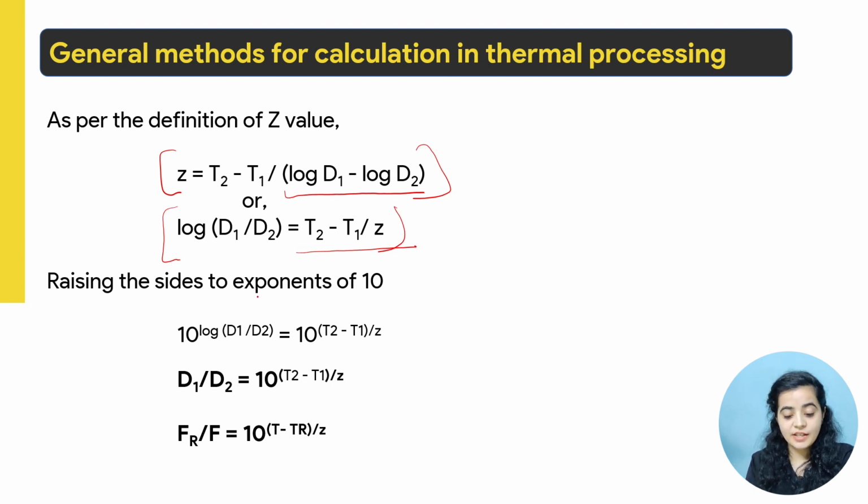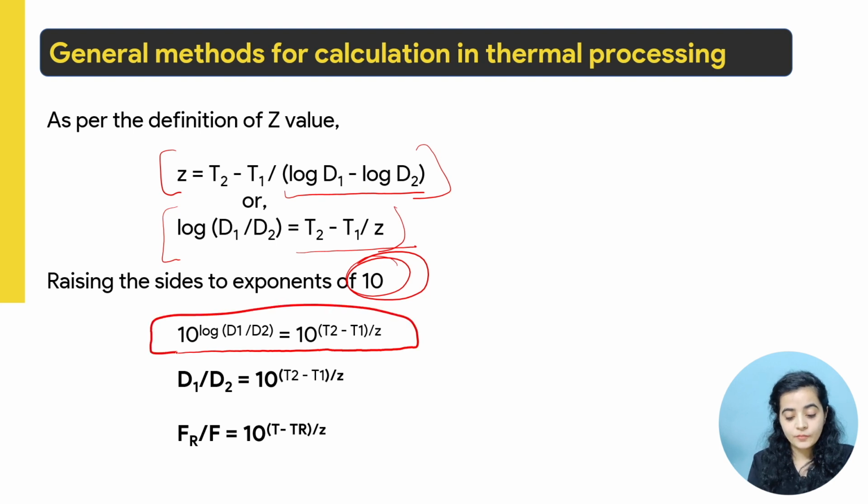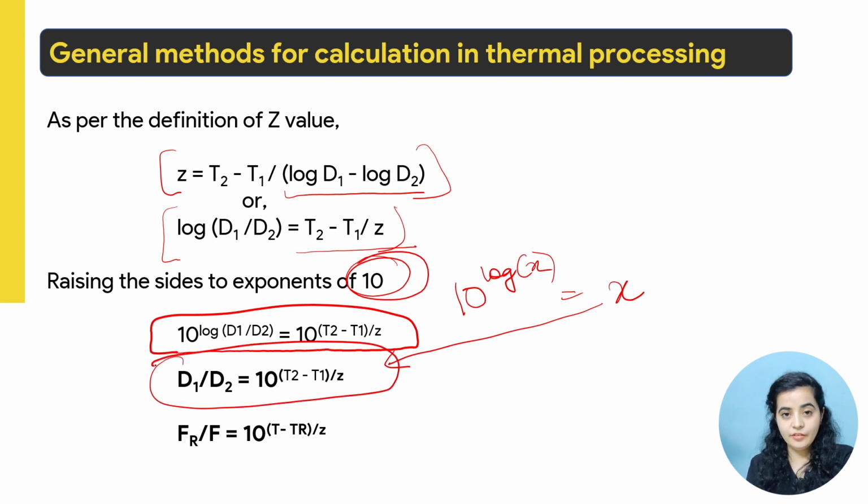Now we are raising both sides to the exponent of 10. What we get is 10 raised to power log D1 by D2 is equal to 10 raised to power T2 minus T1 divided by Z. Now we know that for the base of 10, anything raised to power log x gives you the value of x. So by rearranging, we get D1 by D2 is equal to 10 raised to power T2 minus T1 by Z. So this gives your first formula.